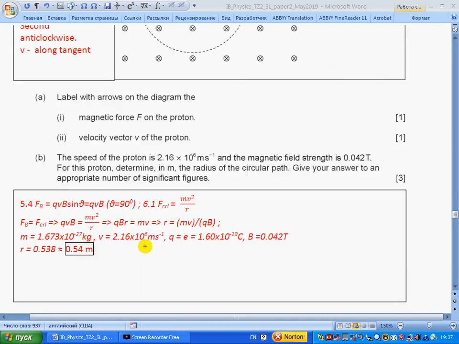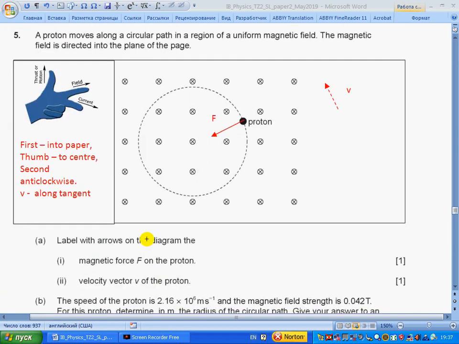Question 5. The proton moves along a circular path in a region of uniform magnetic field. The magnetic field is directed into the plane of the page. Label with arrows on the diagram the magnetic force on the proton, F. Because we have circular motion, for circular motion the force is always towards the center, so this is why I have this arrow to the center, and this is force F. Then, velocity v of the proton.